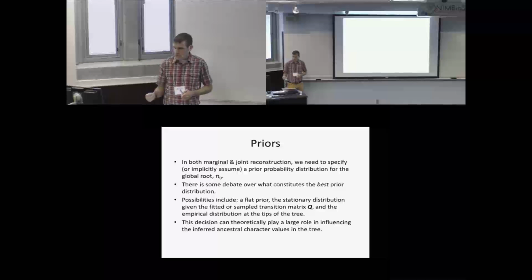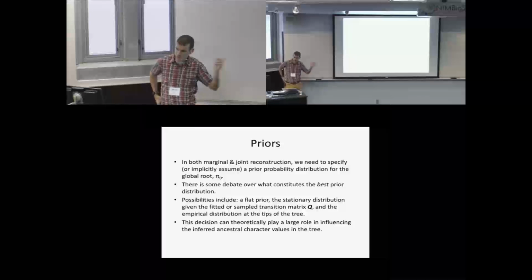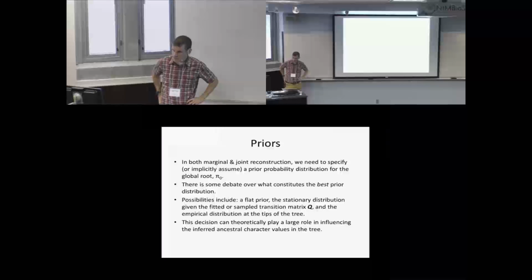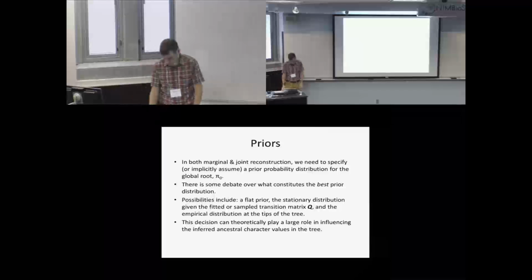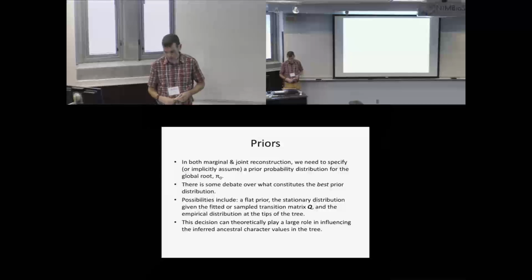So if we have, well, I mean, if you're using a Brownian motion, there is no stationary distribution. Well, I mean, for the discrete character. Yeah. For a discrete character, yeah, you would use the stationary probabilities. That would be equivalent to that. Yeah.